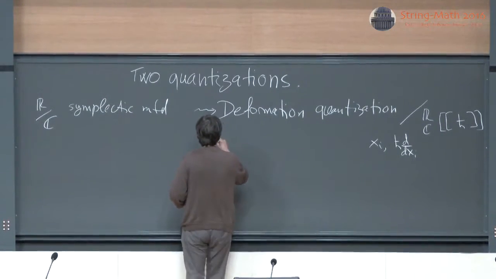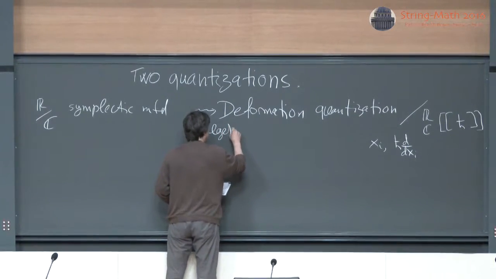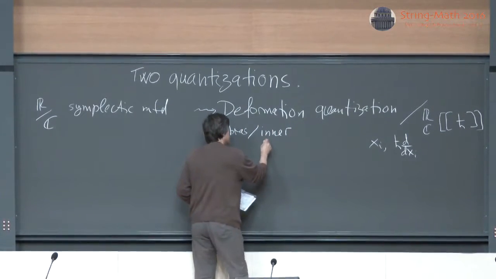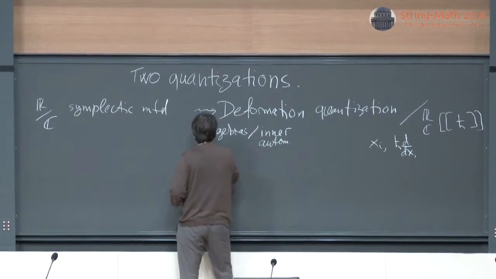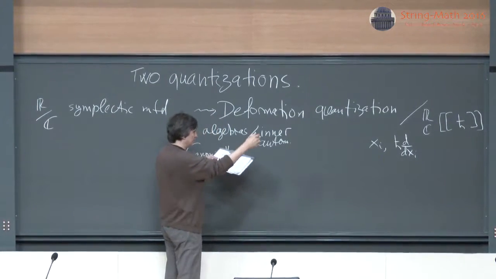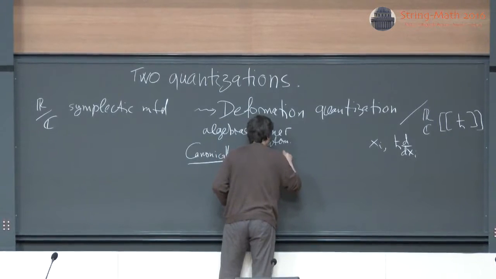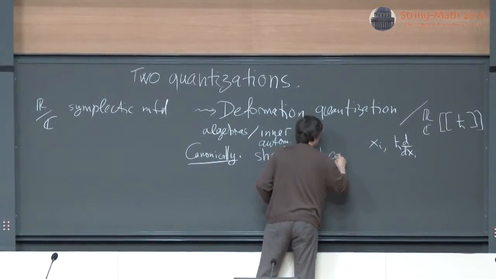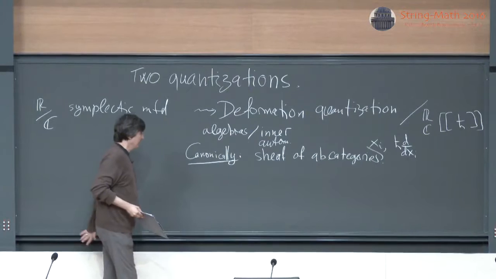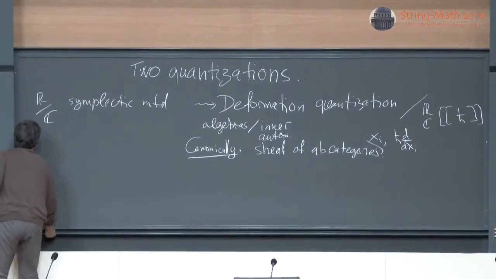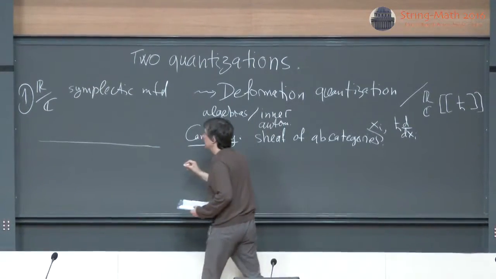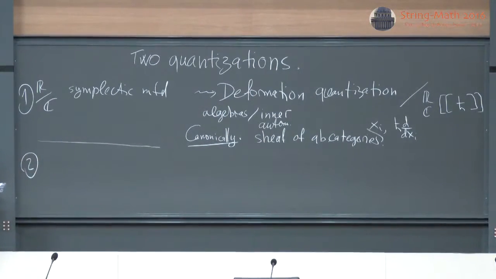You get algebras up to inner automorphisms. If you change coordinates, you cannot really identify algebras canonically. What you have is that the construction is local, so you get a sheaf of abelian categories. It works both in the real and complex case. That's one quantization. And the second is, I think, very classical.